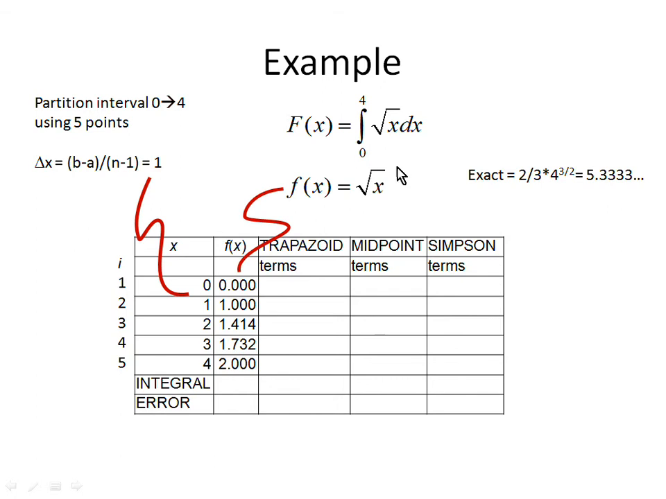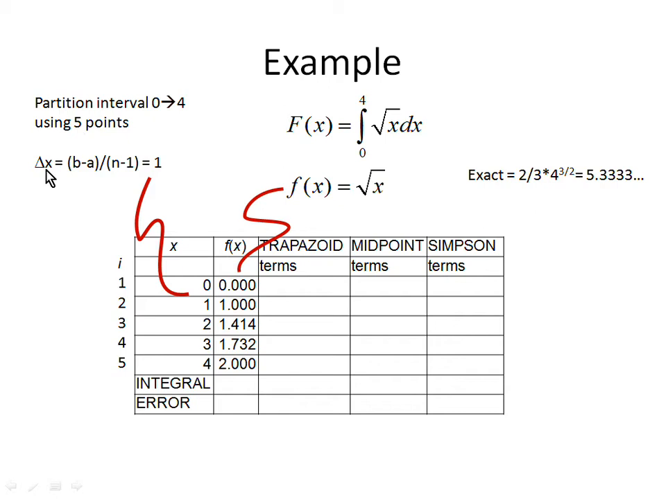So this is our function here. We're going to be integrating square root of x dx from 0 to 4. So f of x is the square root of x, and x itself is going to go from 0 to 4. Now we're partitioning the interval from 0 to 4 using 5 points.